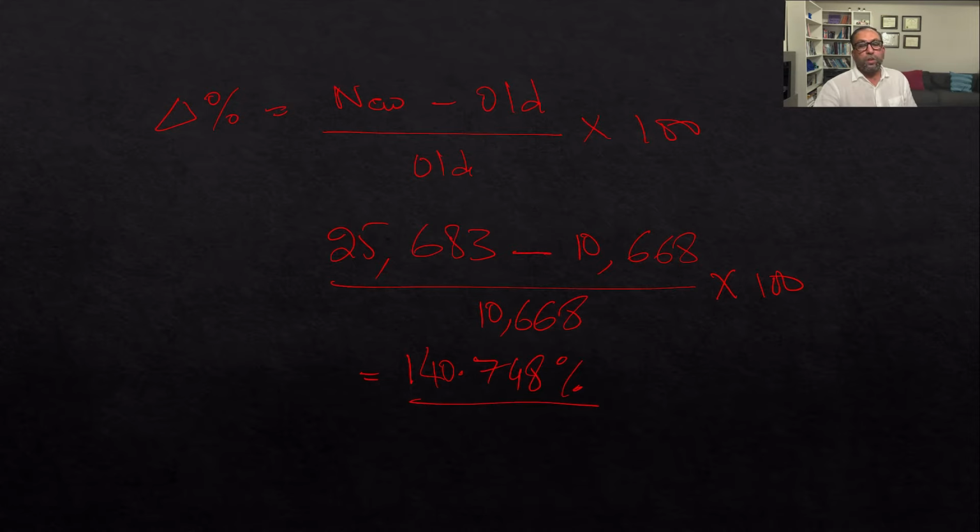So it's more than 100%. It means that it more than doubled. So we see here, how do we calculate these percentage changes?